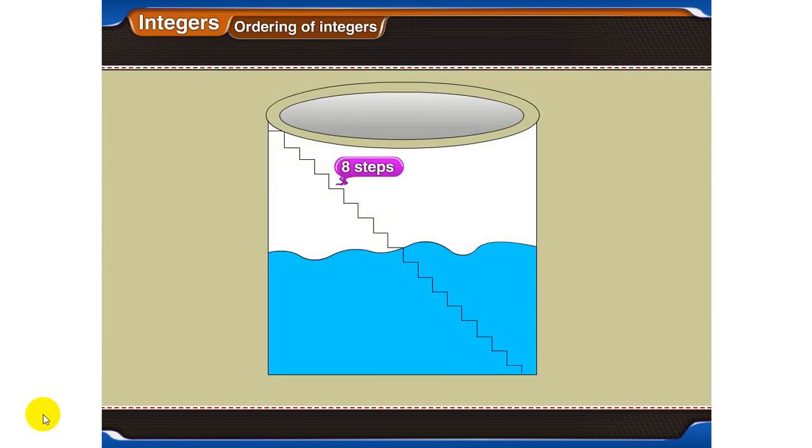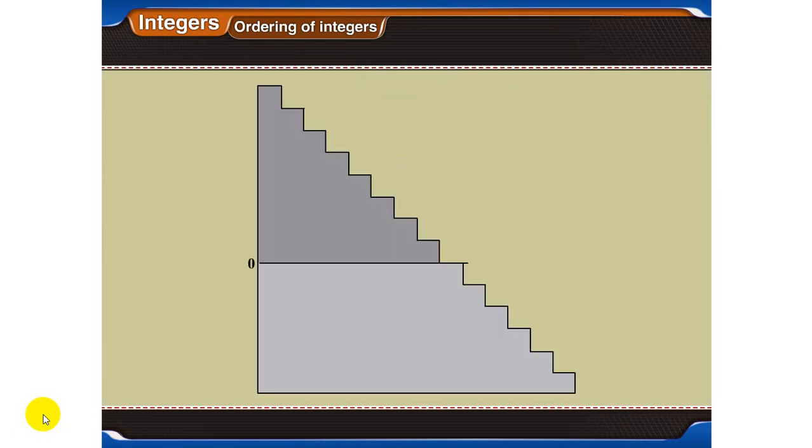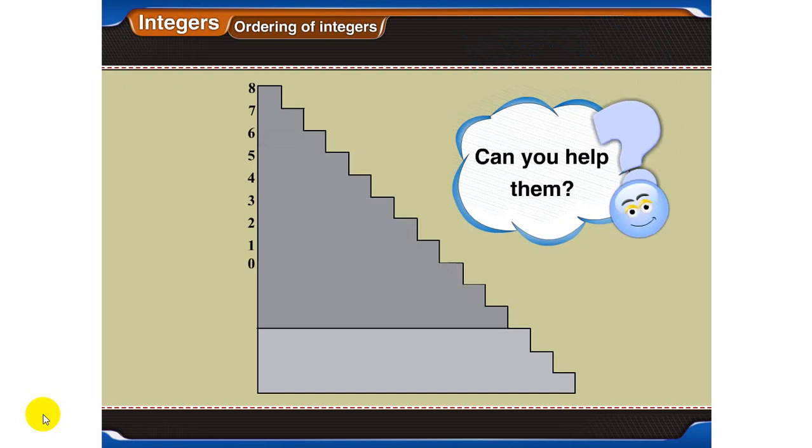They decided to see how much water could come in the well during rains. They marked 0 at the existing level of water and marked 1, 2, 3, 4, and so on above that level for each step. After the rains, they noted that the water level rose up to the 6th step. After a few months, they noticed that the water level had fallen 3 steps below the 0 mark. Now they started thinking about marking the steps to note the fall of water level. Can you help them?